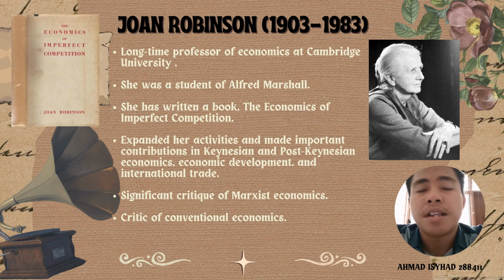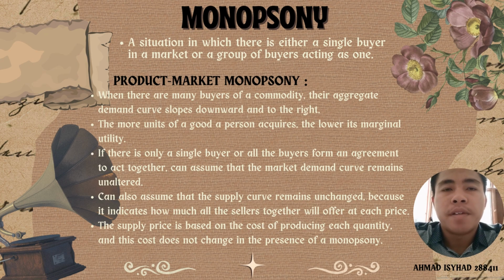Robinson also offered a significant critique of Marxist economics, though her position was that of a friendly detractor, and she was known in her later years as a critic of conventional economics. Her overall works are difficult to fit within any school of thought. Next is the monopsony.